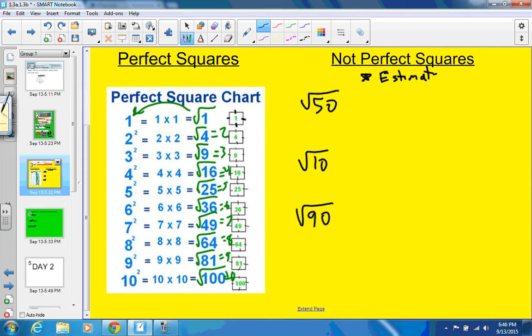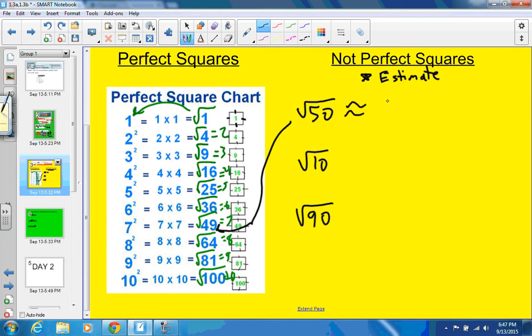What it means to estimate is to round to a thing that would be closest to it. If we're taking the square root of 50, this would go right above here. So an arrow, right above there. So it's just going to be greater than 7, it looks like, but it's not going to be as high as 8. So just barely over 7. Let's estimate, and this means it's approximately equal to.